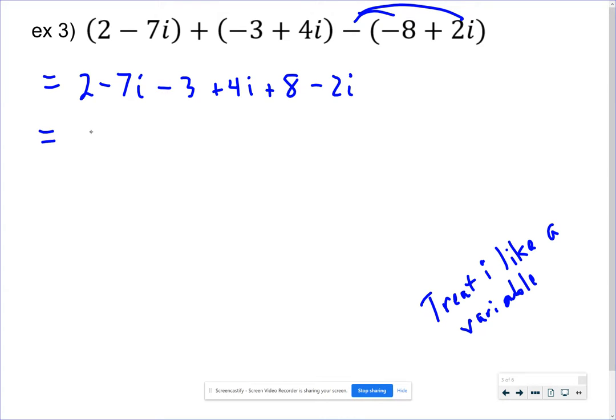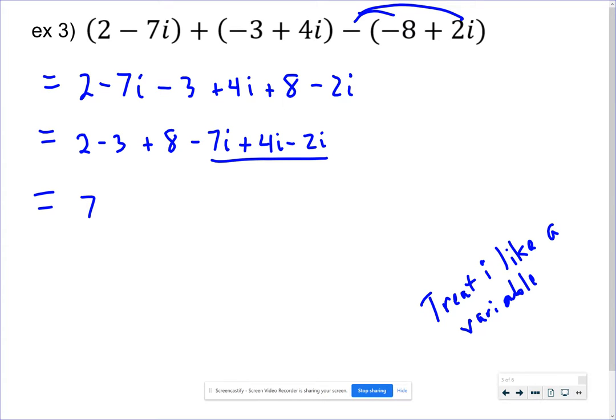Okay, now we're going to combine like terms. Which ones are alike? The 2, the negative 3, and the 8. And then the negative 7i, the plus 4i, and the negative 2i. All right, these guys right here. 2 minus 3 plus 8. That's negative 1 plus 8, which is 7. Or we can do 2 plus 8 is 10. Take away 3 is 7. Either way.